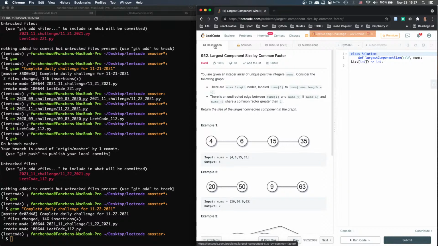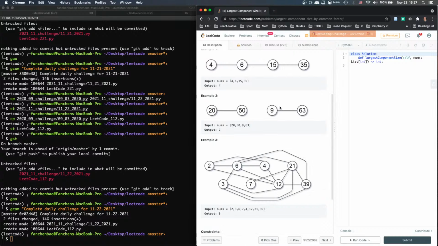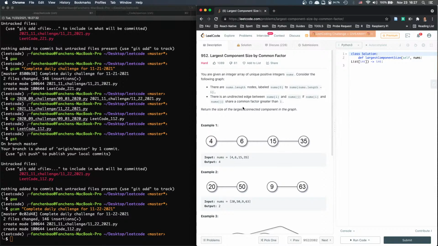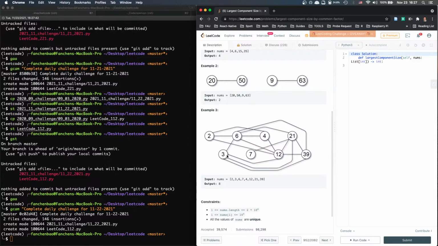Oh, what the hell is this? So it's 1, 2. Wait, hold on. So 2 and 3, they are connected, right? They are connected because there's an edge if they share a common factor. So what are we returning? The largest connected component. Right, 2 and 3, they are connected because you can go 3 to 6 and from 6 to 2. So basically, everybody is connected.